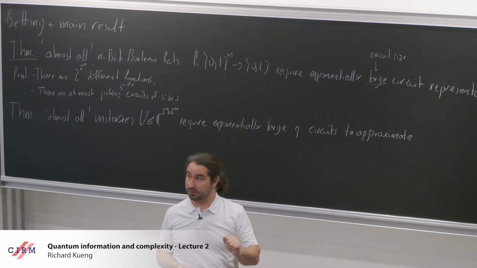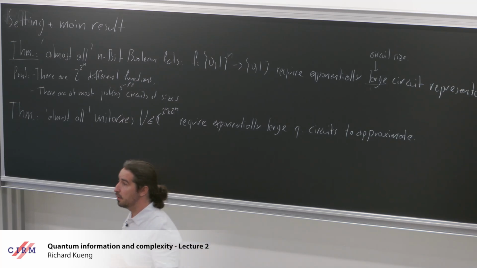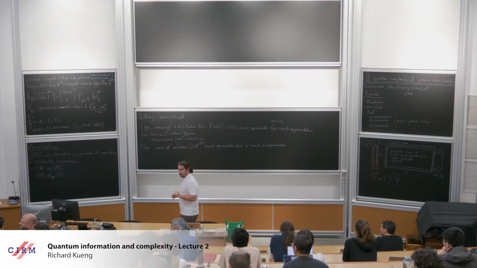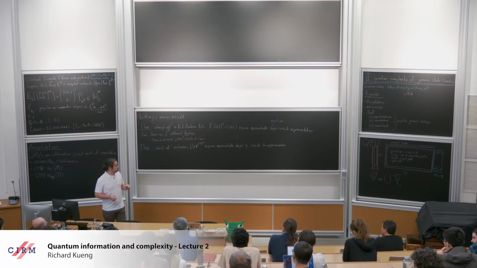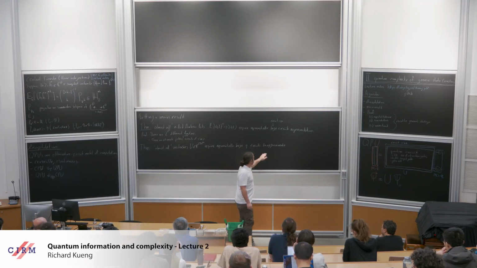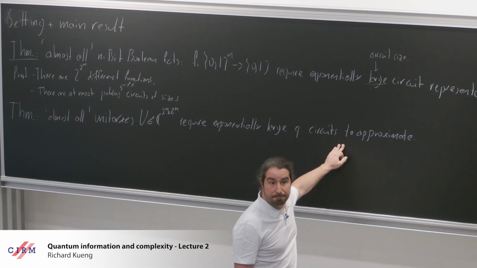Okay? Yes? Just to confirm, the first counting argument also gives you that most Boolean functions cannot be implemented by small quantum circuits? Yes, yes, true. True, very good point. So this is the gist I want to prove today.